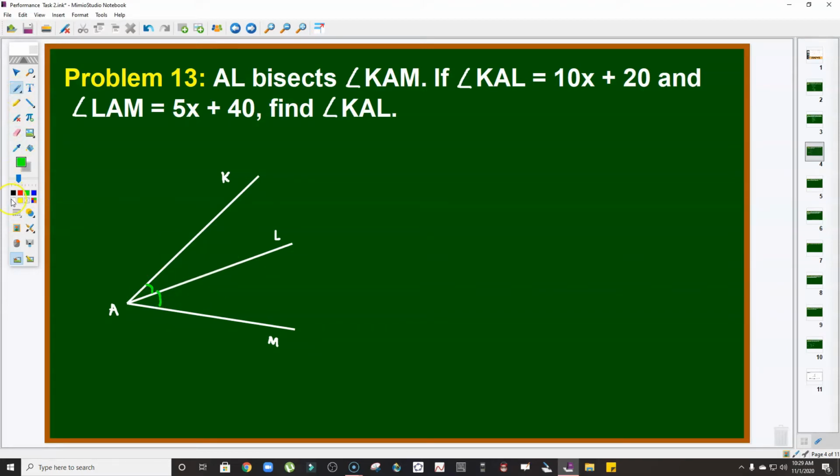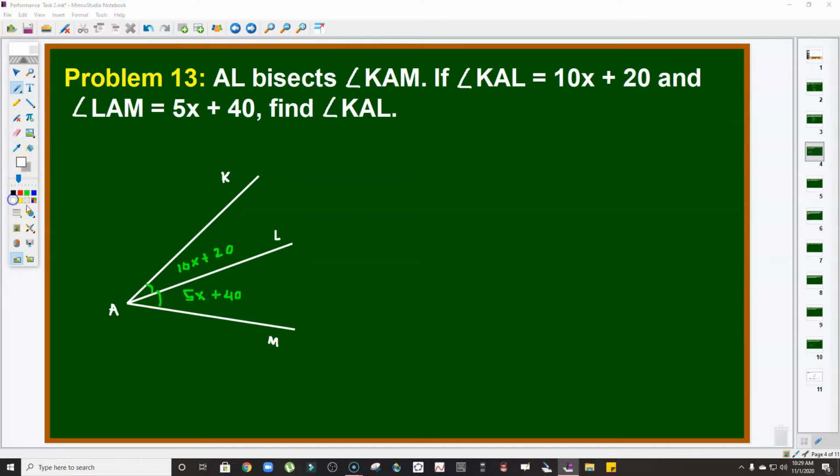Now, we have a given here. This KAL is 10x plus 20, while this LAM is 5x plus 40. The question is, find angle KAL. Since AL bisects KAM, this makes the two angles equal, as I said earlier.